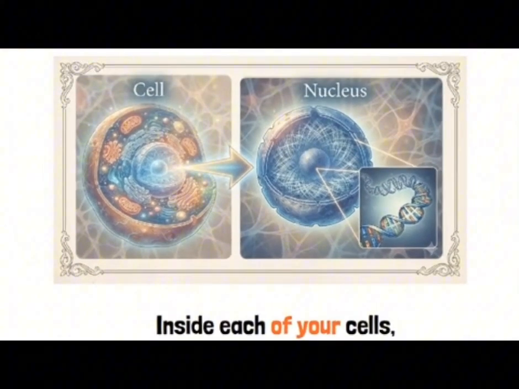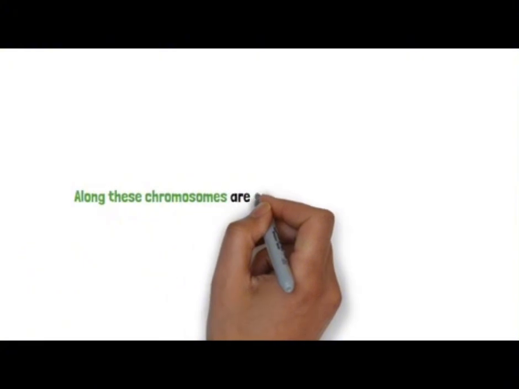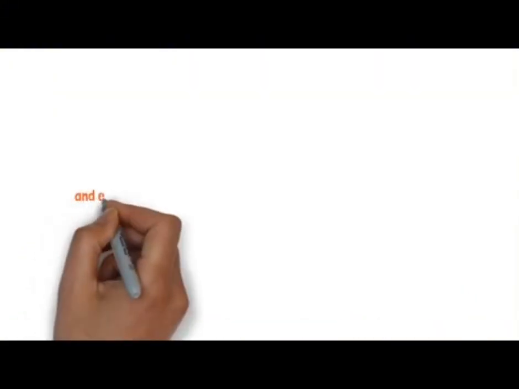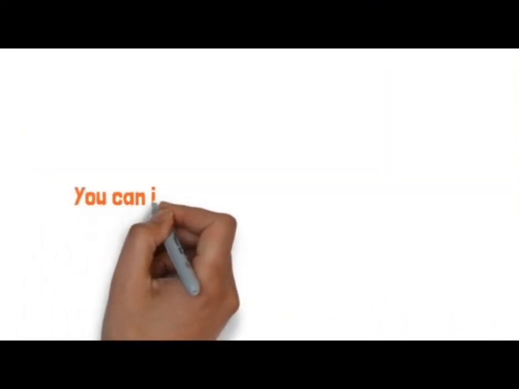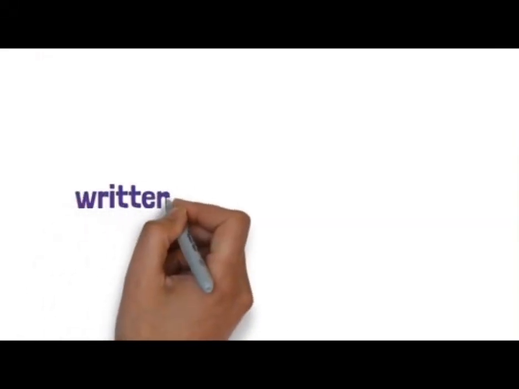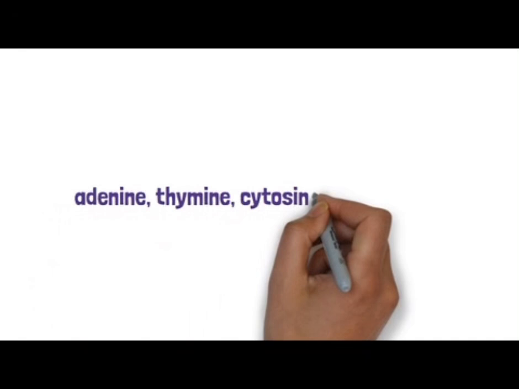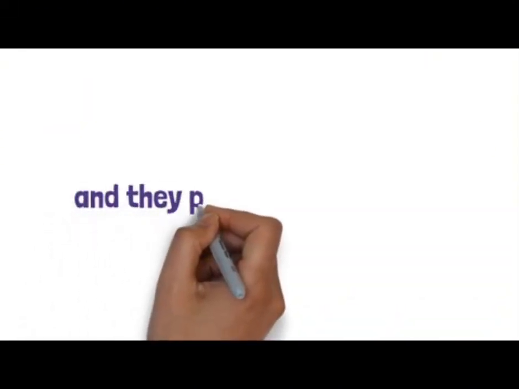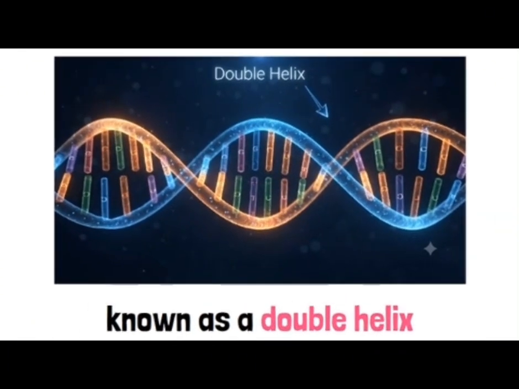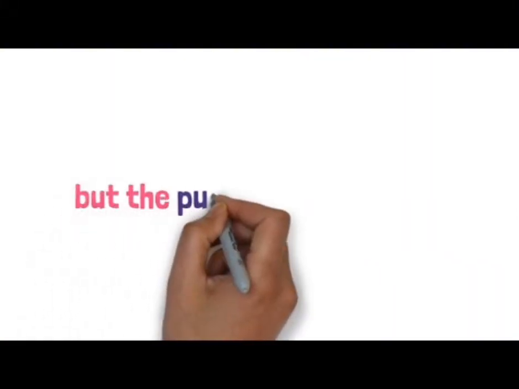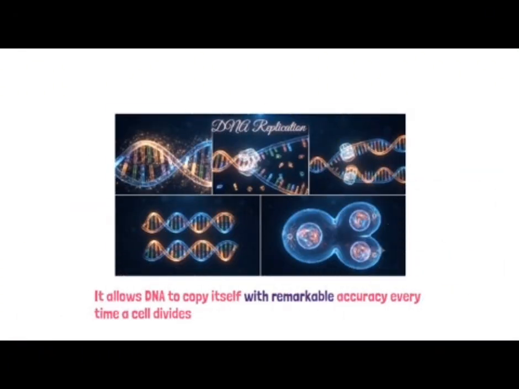Inside each of your cells, DNA is tightly packed into structures called chromosomes. Along these chromosomes are short stretches known as genes, and each gene carries instructions for a specific trait or function. You can imagine DNA as a long sentence written in a 4-letter code. Those letters are chemical bases: adenine, thymine, cytosine, and guanine, and they pair in a precise way, forming a twisted ladder shape known as a double helix. The shape may be beautiful, but the purpose is practical. It allows DNA to copy itself with remarkable accuracy every time a cell divides.